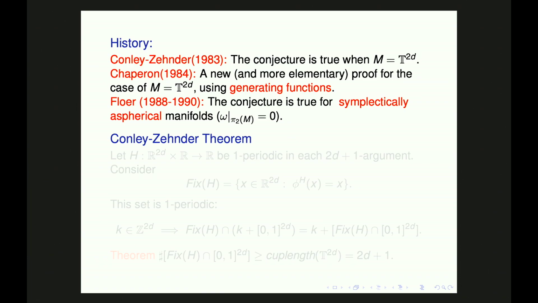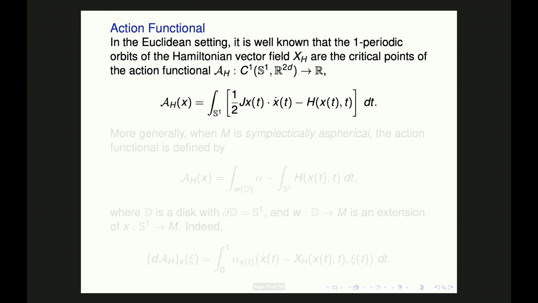I want to mention that the major breakthrough was achieved by Floer. I'd better go very fast. What happens is that you can define this action. To do this, you look at the action functional associated with this Hamiltonian, which is: you start with a loop, and you calculate the corresponding action. This is the functional defined on loops, and critical points of this action functional correspond to periodic orbits.